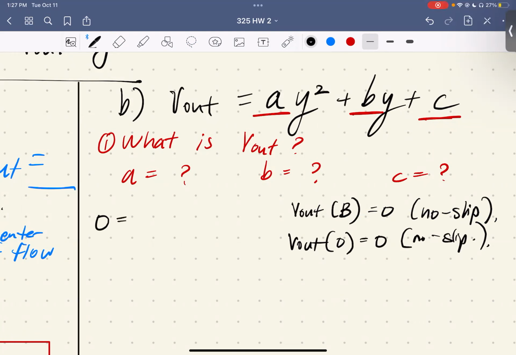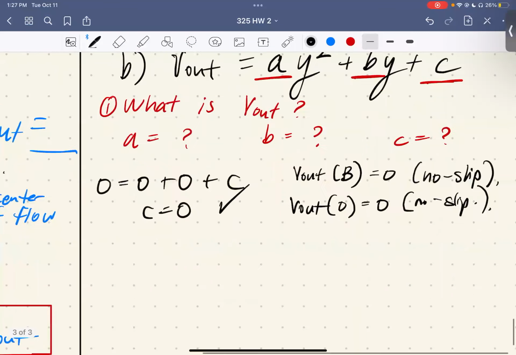Sorry, let's start with the second one actually. V out is 0, then a y squared at 0 is 0, plus b times y, and y is 0, so we have 0 plus c. So c is 0, right? Great, that's easy. Now let's just keep going.